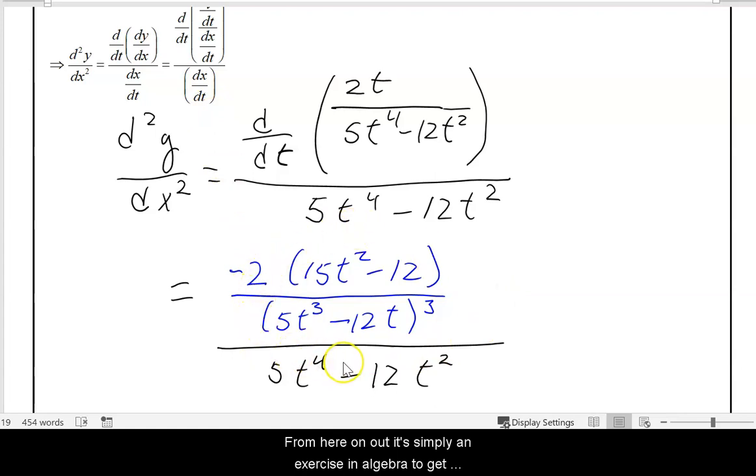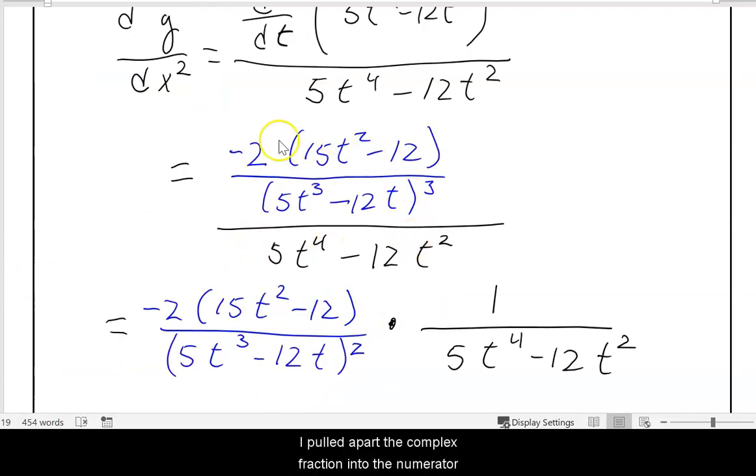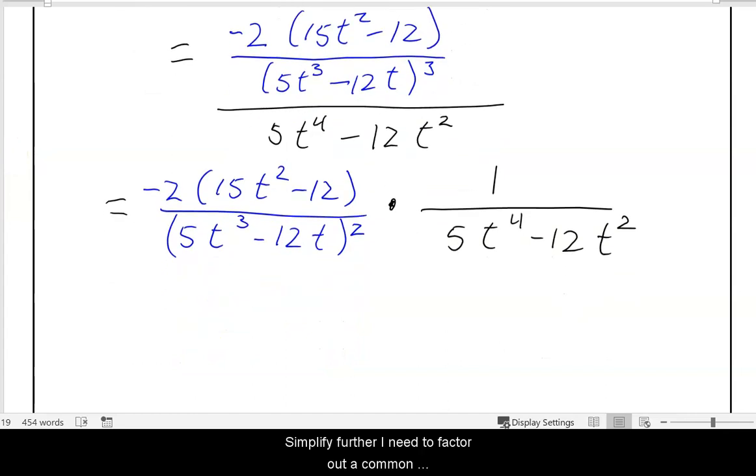From here out, it's simply an exercise in algebra to get this into a more simplified and better form. Remember to keep track of which is the primary division bar. This is the primary division bar here in black. That means that I can separate it as the fraction in blue times 1 over the part in black. Let's rewrite that now. I've pulled apart the complex fraction into the numerator times 1 over the denominator from the primary part of the fraction. To simplify further, I need to factor out a common t squared from the denominator in the right factor.